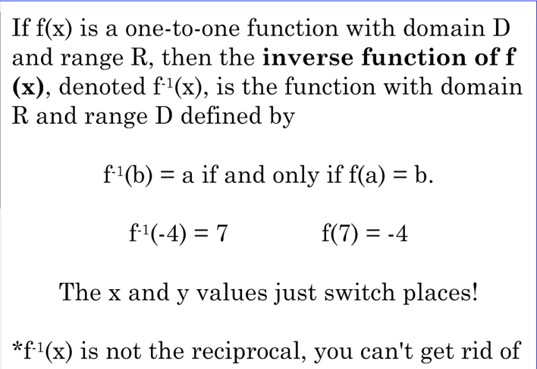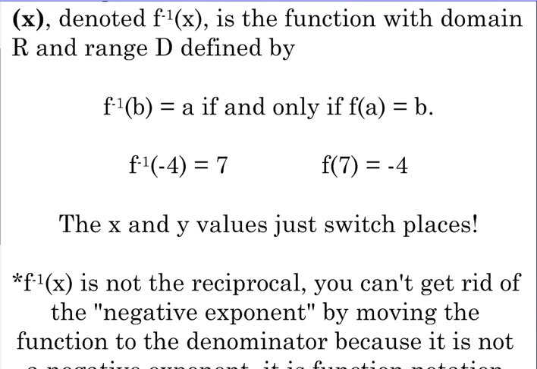This is just a more mathematical definition here. Your inverse, f inverse of b equals a, if and only if f of a equals b. So here's a real number example. If f inverse of b equals 7, then f of 7 is -4. Or vice versa. If we know f of 7 is -4, then we know f inverse of -4 is 7. Again, trying to emphasize x and y values just switch places. So you can look at that in a set of points, you can look at that graphically, and then we're going to focus on the algebraic side of things in a little bit.